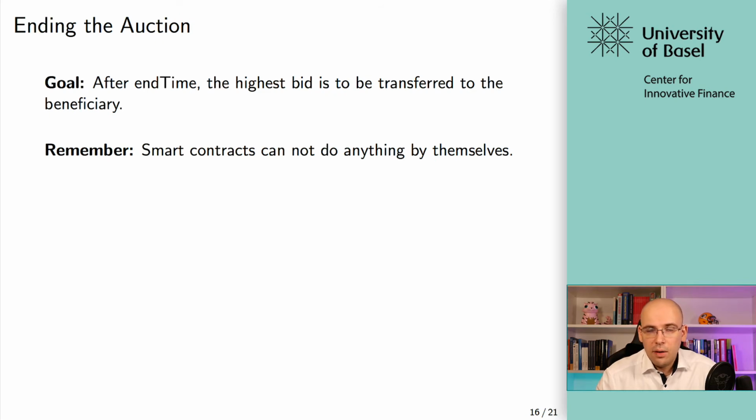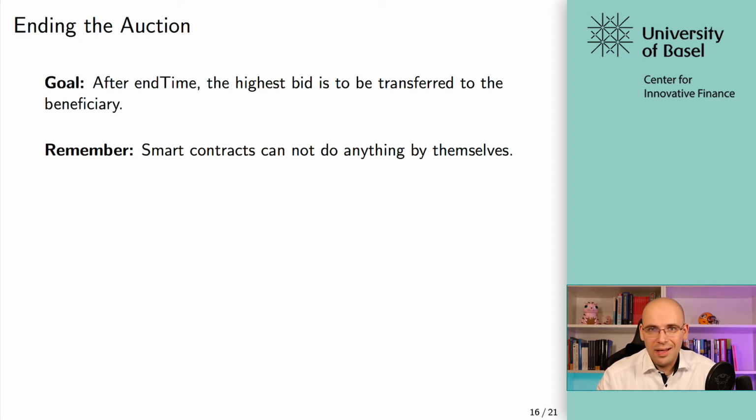So then, of course, we also need a function that allows us to end the auction. So after end time, the highest bid should be transferred to the beneficiary, right? So it's actually somewhat of a clean-up job. Of course, when the end condition is met, nobody can bid anymore. But one thing we still have to do is officially end it, and by officially ending it, sending the amount, so the highest bid, to the beneficiary of the auction contract.